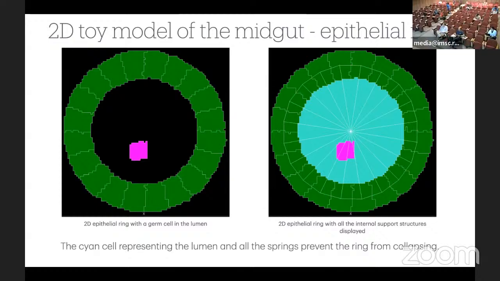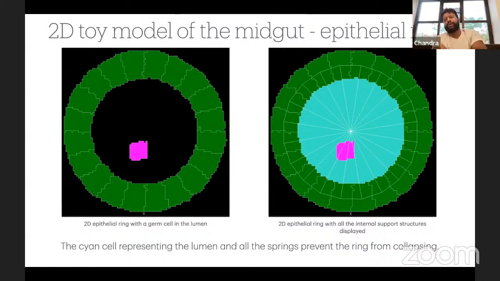Sorry for interrupting, but I have a question. In the biological system, what's exactly preventing the epithelial cells from collapsing, like you mentioned before, which would happen in this model if there were no support structures?